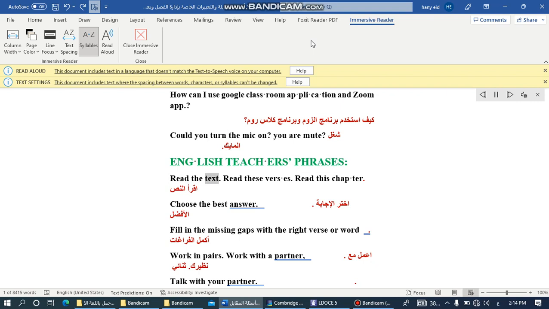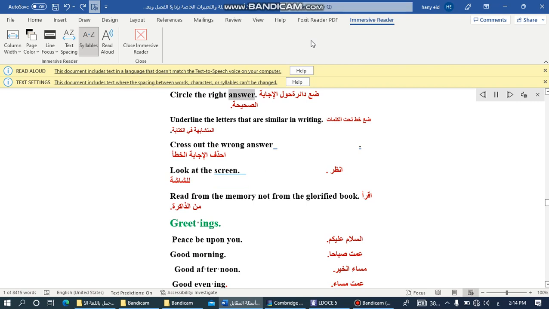Read the text. Read these verses. Read this chapter. Choose the best answer. Fill in the missing gaps with the right verse or word. Work in pairs. Work with a partner. Talk with your partner. Circle the right answer. Underline the letters that are similar in writing. Cross out the wrong answer. Look at the screen. Read from the memory, not from the glorified book.